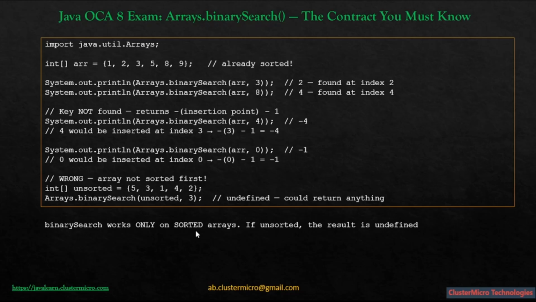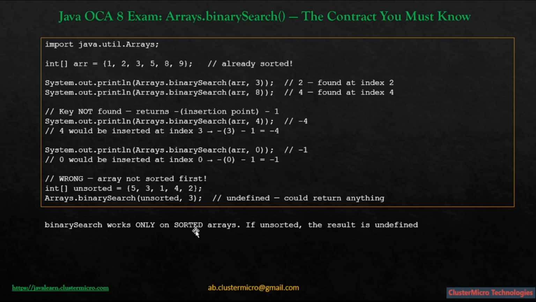The return value follows the formula minus, within brackets insertion point, then minus 1. You have to remember that. The insertion point is the index where the element would be inserted to keep the array in sorted order. For example, consider the array 1, 2, 3, 5, 8, 9. If you search for the value 4, it is not present in the array. To keep the array sorted, 4 will be inserted at the index between 3 and 5. So applying this formula gives minus 3, then minus 1, which is minus 4. Therefore, the method returns minus 4.